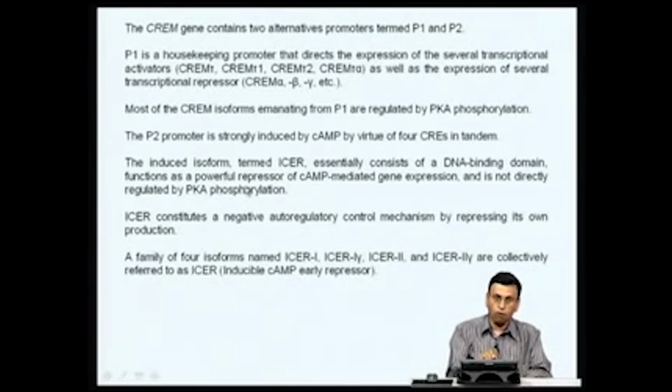When the P2 promoter is activated, a different form of CREM is synthesized, which is called ICER, which refers to inducible cyclic AMP early repressor. It consists of only a DNA binding domain, and therefore functions as a very powerful repressor of cyclic AMP mediated gene expression and is not directly regulated by PKA phosphorylation.